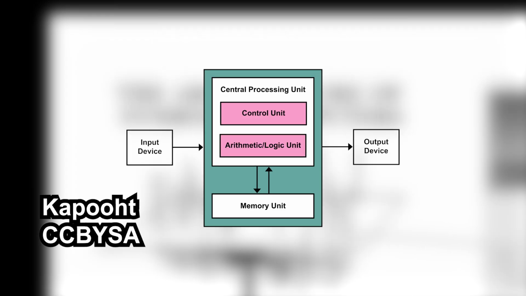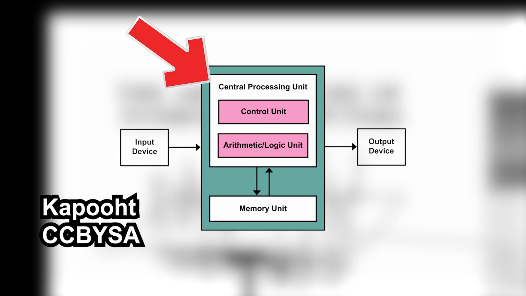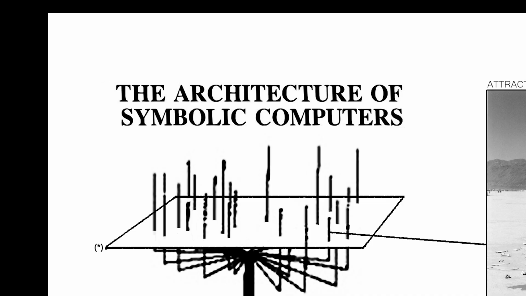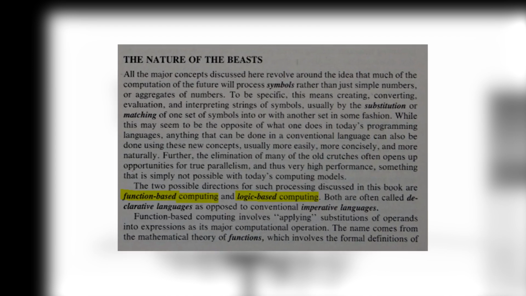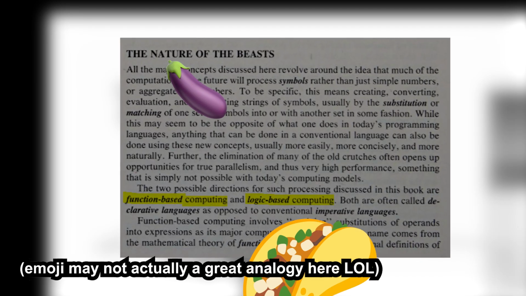The established von Neumann model is analogous to a body composed of different organs, a processing unit, memory, etc., with certain built-in limitations. Whereas the new models discussed in this book, function-based and logic-based computing, introduced new paradigms and focus on different methods of computation, processing complex symbols rather than simple numbers.